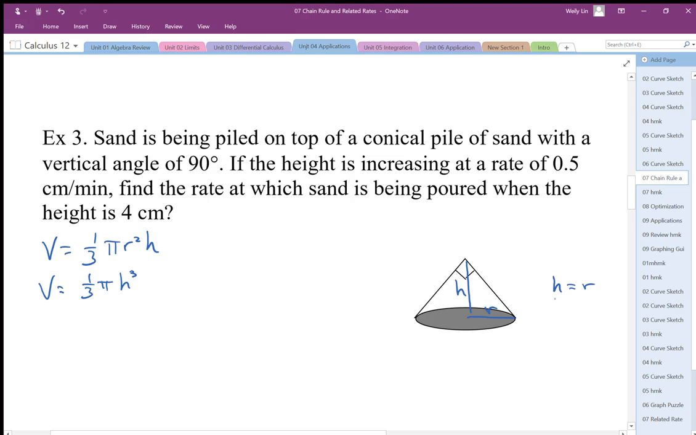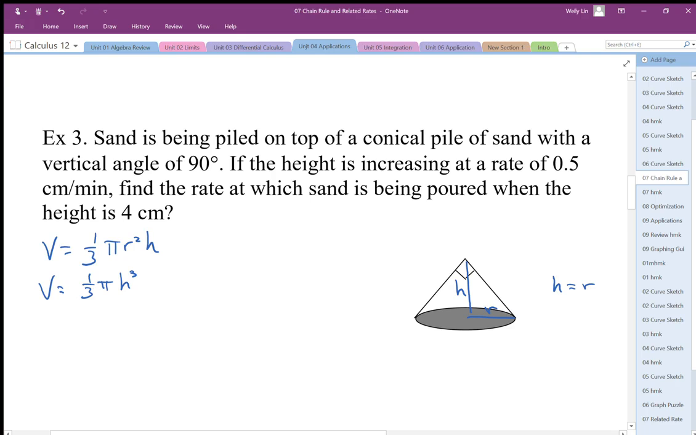If I want to know that, I can differentiate. dh by dt is the same as dr by dt. As I have 1 unit change on height, I'm going to get 1 unit change on the radius. But we don't really need to do that because it's much easier to algebraically replace it.